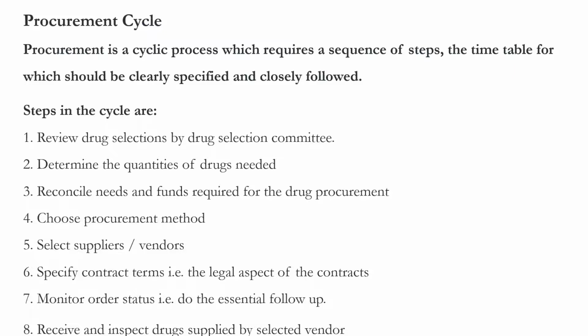Review drug selection by the drug selection committee. Determine the quantity of drug to be required or purchased. Reconcile needs and funds required for the drug procurement. Choose the procurement method, whatever method you are going to apply. Select the suppliers or vendors; they should be registered with the company or organization. Specify the contract term, MOU. Legal aspects of the contract should be framed, terms of reference. Monitor order status, which is essential because this is the monitoring stage. Then receive and inspect the drugs supplied by the selected vendor.